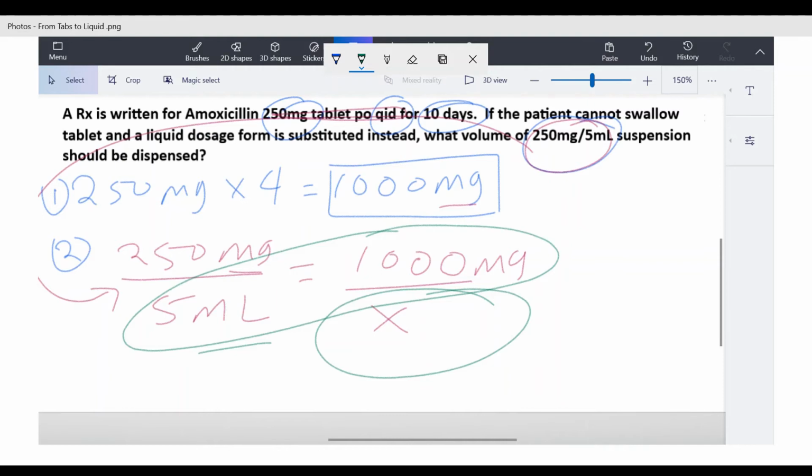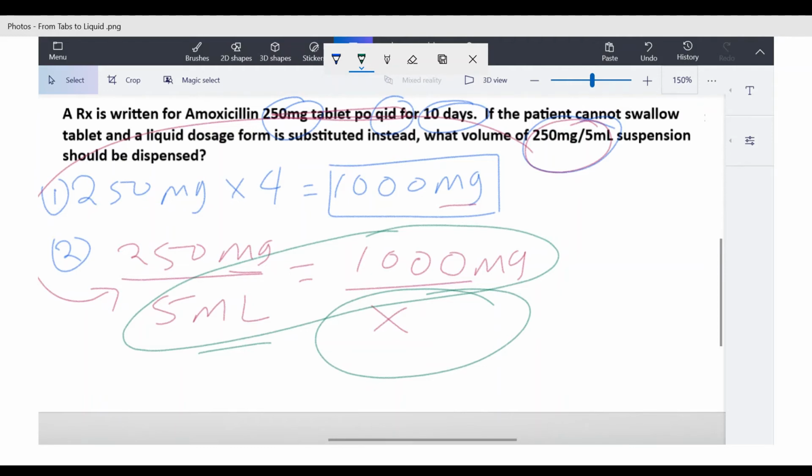As I indicated, almost every pharmacy related drug calculation problem entails cross multiplication. If you have not had a chance to view that video, please do so; it's located right on my channel as well. So again, we're going to cross multiply. 5 times 1,000 is 5,000.